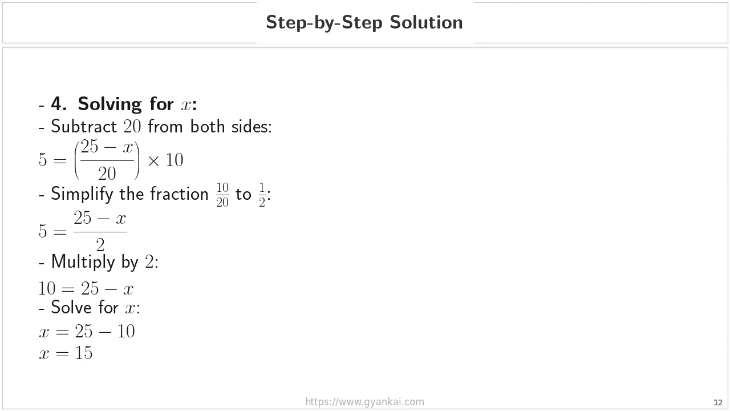Finally, we are almost there. To isolate X, we can rearrange the terms by subtracting 25 from both sides, or more simply, we can see that X equals 25 minus 10. Performing that final subtraction, we find that X equals 15. Keep this value of X in mind, because in the next slide, we will use it to find our second missing frequency, Y.